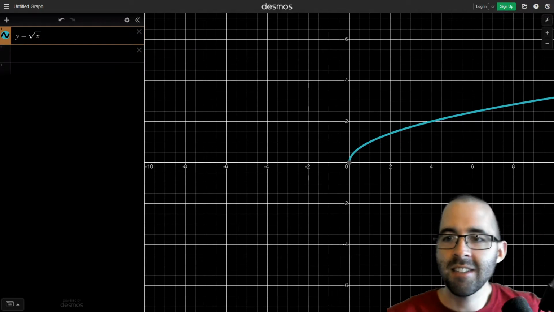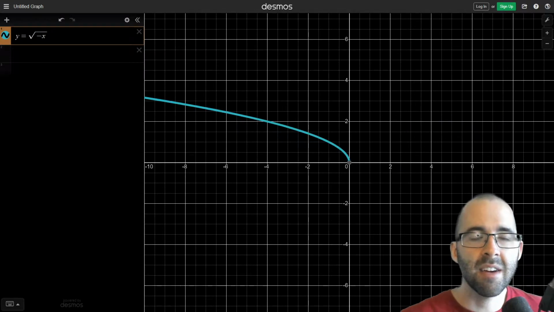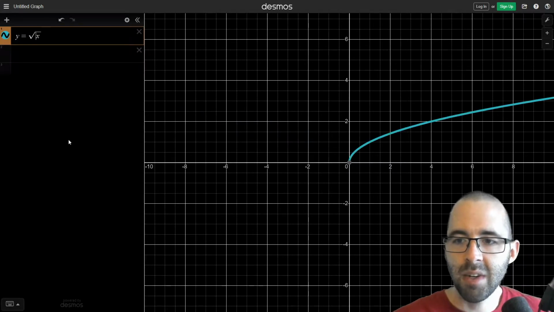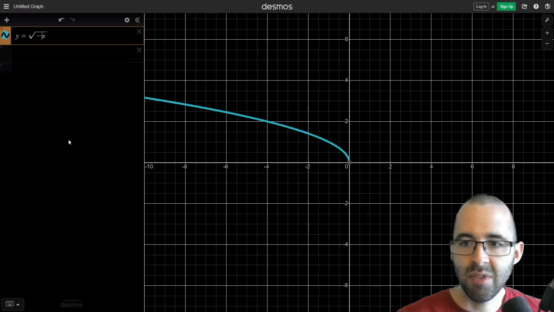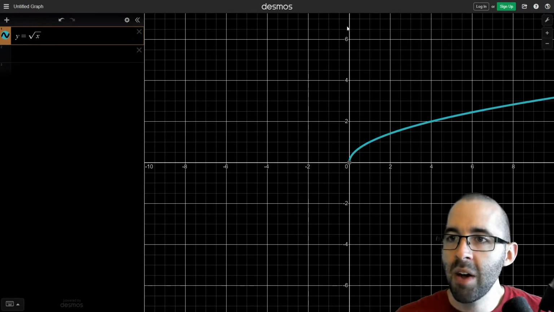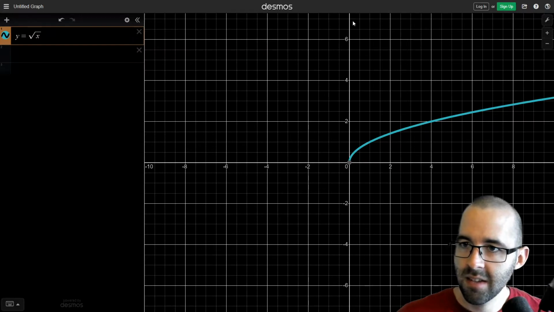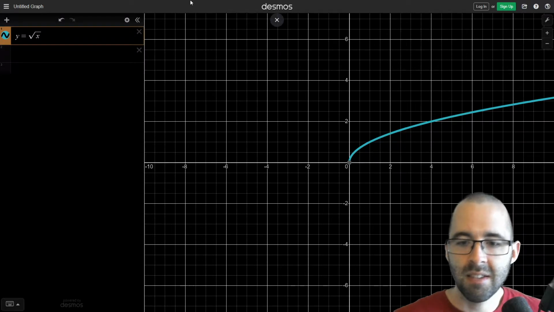If I had a negative on the inside of this square root function, it's going to be right there. Okay, negative on the inside. And look what happened. It did just flip left to right. It got reflected about the y-axis. Okay, upside down is about the x-axis. Left to right, it's on the inside. And it reflects the other way.